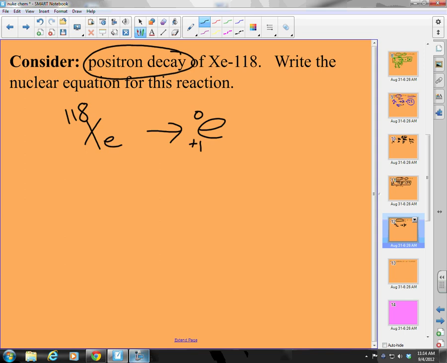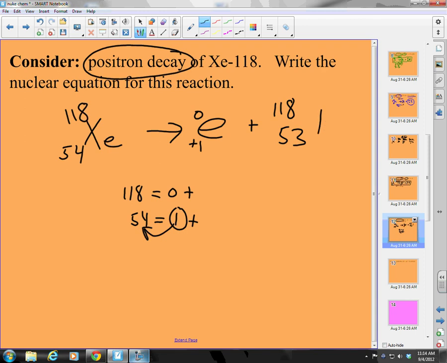I start with xenon 118. I look on the periodic table, and what is xenon? 54. Good. So 118 equals 0 plus what? Oh, 118. I got that. And 54 equals plus 1 plus what? Okay, I'm going to subtract, and I get 53. When I look on the periodic table, where's 53? Iodine. Good. So I have iodine 118. Good. So that is our positron.